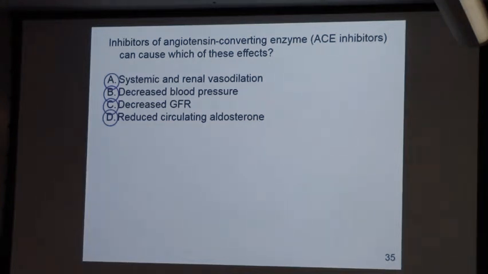Okay? Decreased GFR. This one's a little tricky. Low blood pressure, low filtration pressure, low filtration. That's the easy way to get there. Vasodilation of the efferent arteriole, low filtration pressure, low filtration. If you get sidetracked into saying, okay, vasodilation of the afferent arteriole is going to lead to an increased GFR, that's good thinking, but it's just not right.